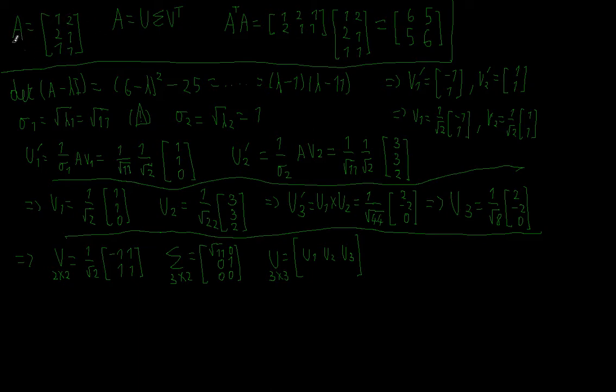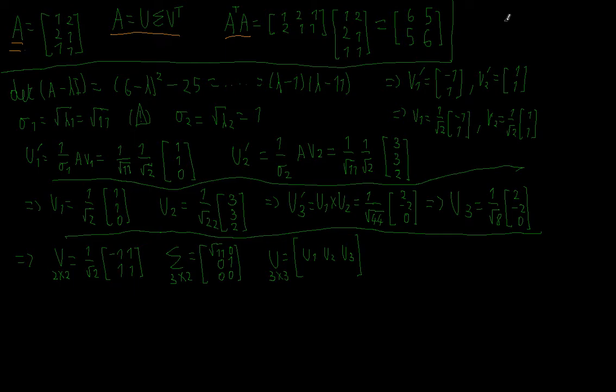So I have the matrix A, 1, 2, 1, 2, 1, 1, and I want to do a singular value decomposition of it. So A is equal to U sigma V transpose, where U and V are orthonormal, and the sigma contains the singular values. So I will begin by taking the product of A transpose and A.